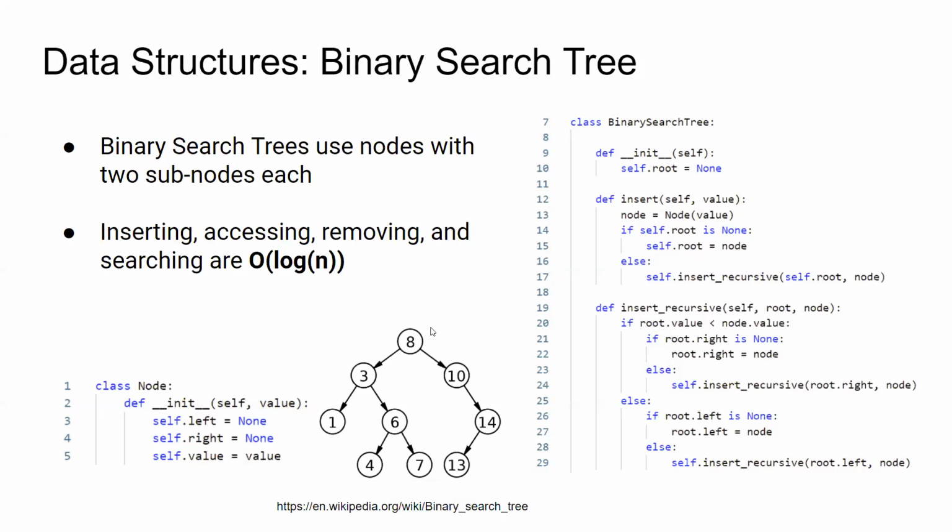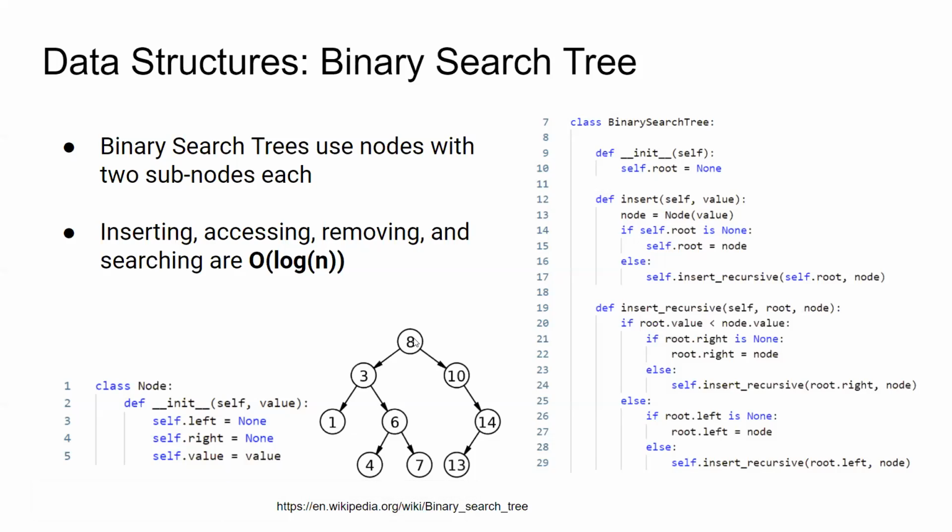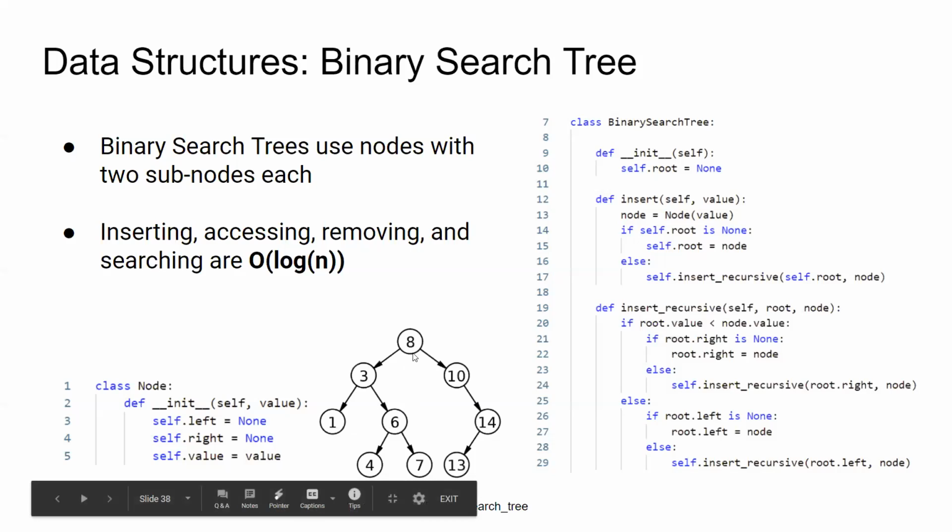So you can kind of see here, right? 3 is on the left because it's less than 8, 1 is on the left because it's less than 3, and then 6 is on the right because it's greater than 3. So you can really see that 6 is less than 8, 7 is less than 8, 4 is less than 8. So it's actually, the order is very specific.